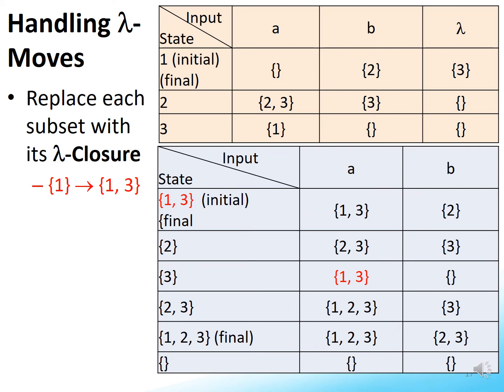What should be the final states for the new machine? Well, as long as the state includes the final state of the original machine. In the original machine, the final state is state 1. So in the new machine, as long as the state includes 1, it will be a final state. So {1, 3} is a final state, and {1, 2, 3} is a final state.